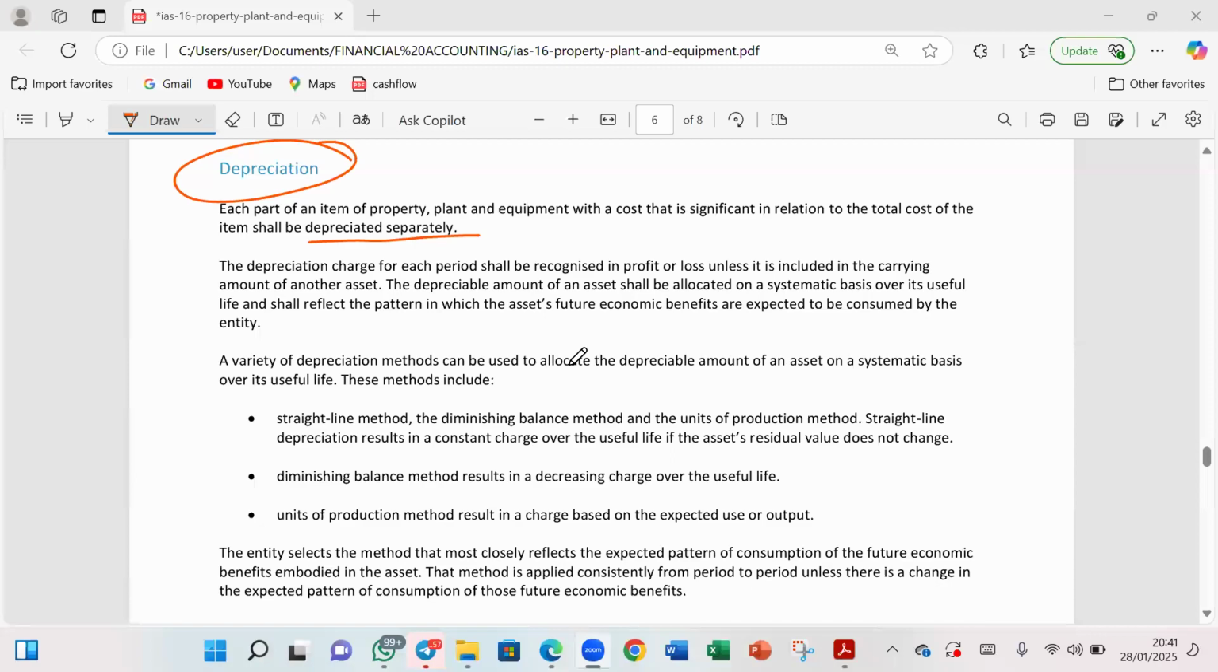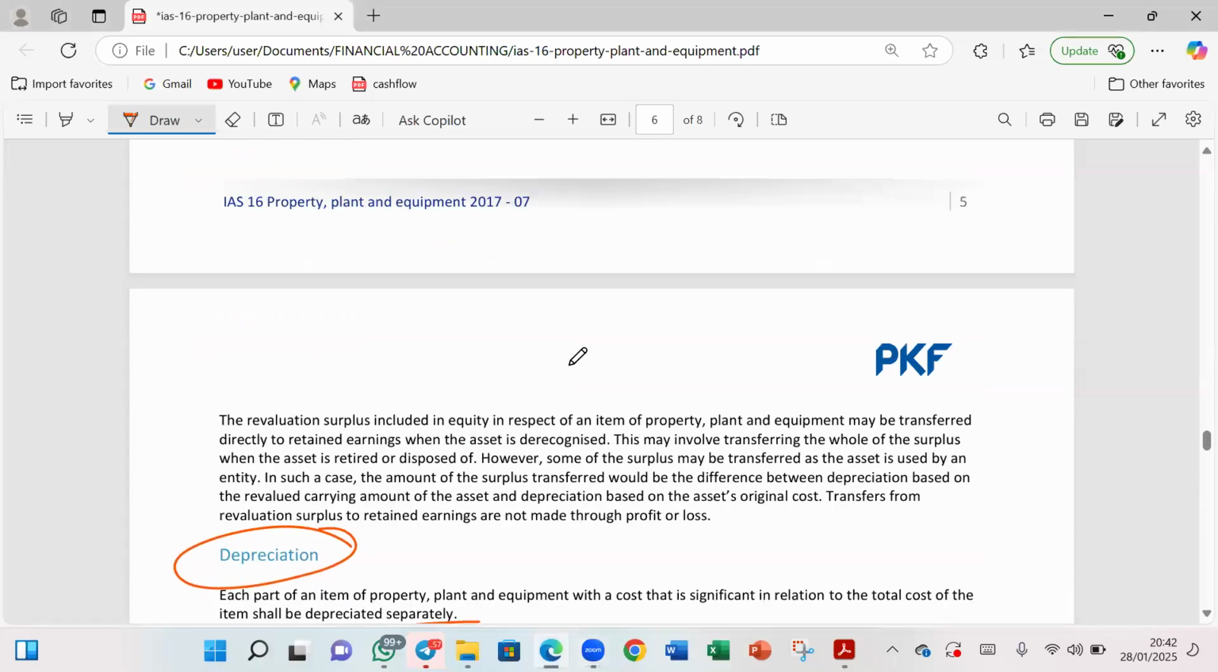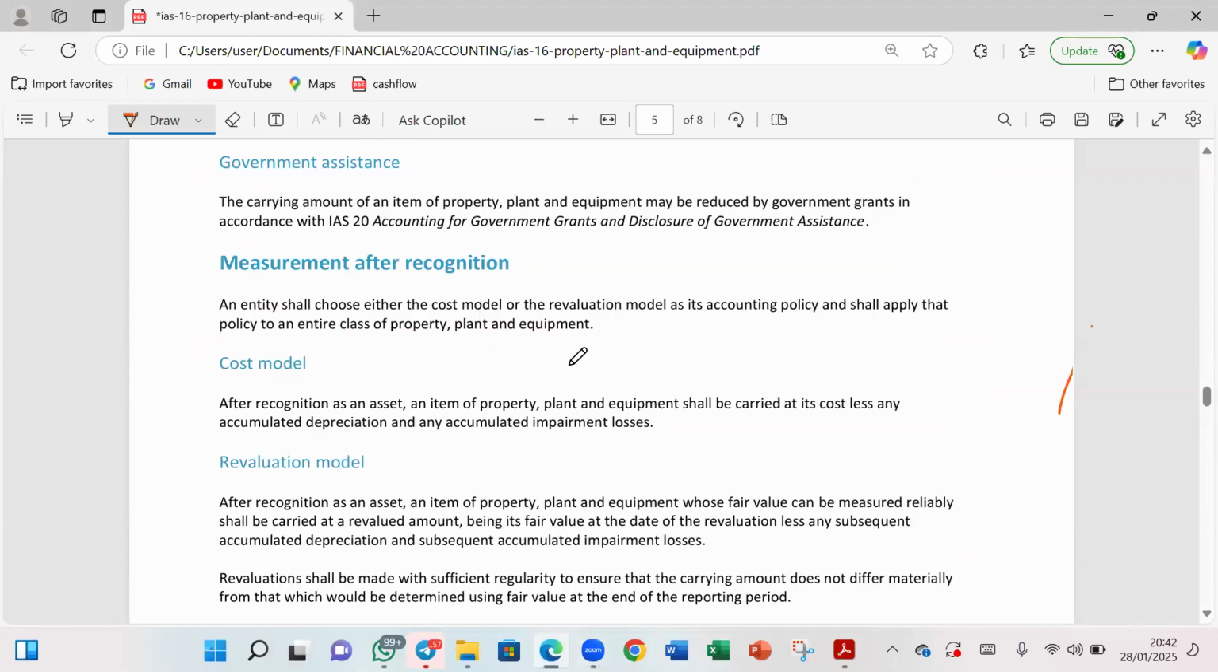Measurement after recognition. Measurement after recognition, let me see. Wow. Hapo.